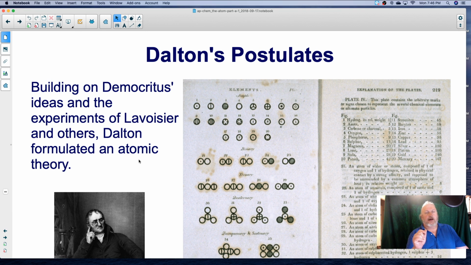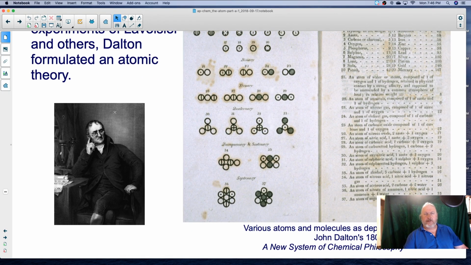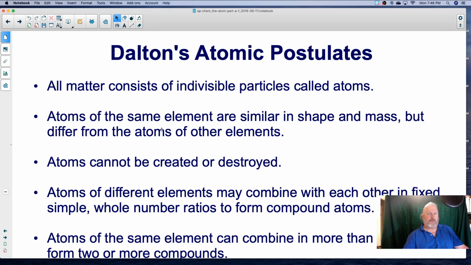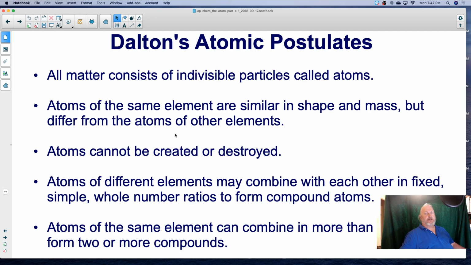And then a guy named Dalton, he built on Democritus' ideas and the experiments of Lavoisier and others, and he formulated his atomic theory, John Dalton. Okay? And he's considered the father of modern chemistry. So he had a couple of postulates that he claimed. He said all matter consists of indivisible particles called atoms. Atoms of the same element are similar in shape and mass, but differ from the atoms of other elements.